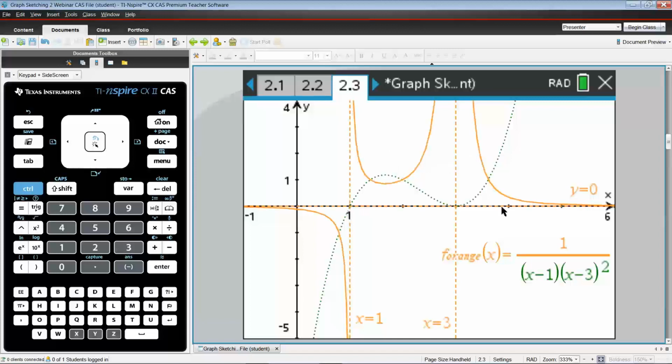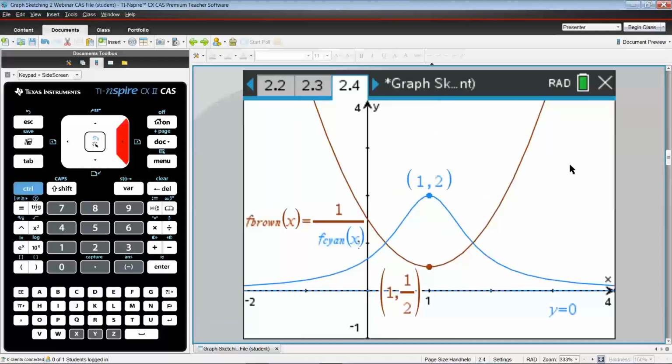And finally, we also have our horizontal asymptote, which is y equals 0. And as you can see, the graph approaches it as x approaches positive and negative infinity. Okay, let's move on to the next one.